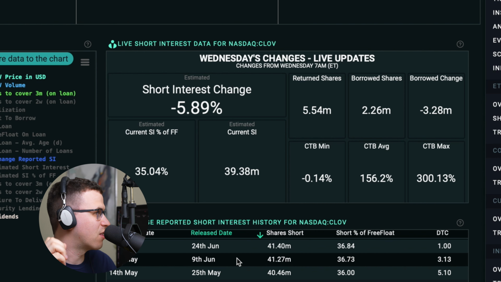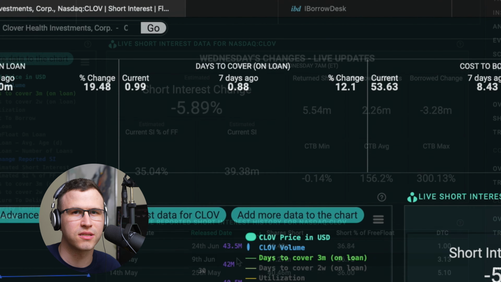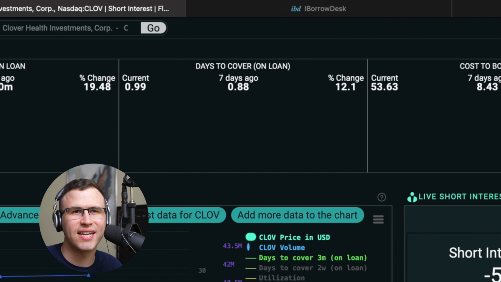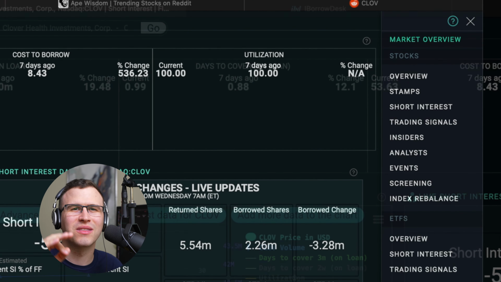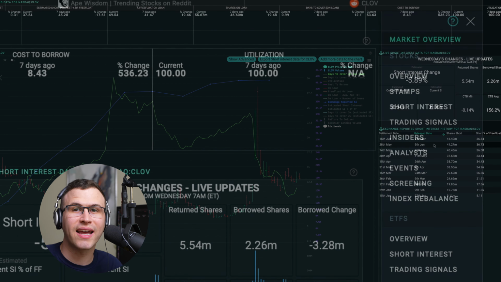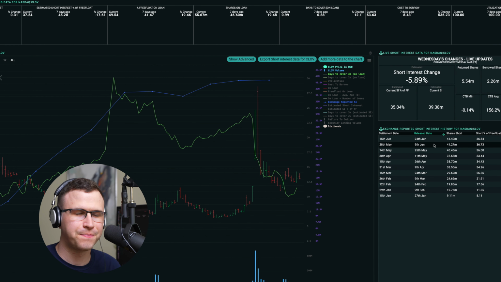with the max at 300.13%. Both are really high numbers. The days to cover is also at 0.99 days. And lastly, my favorite, the utilization rate is currently 100% still. Great data to hear as always.